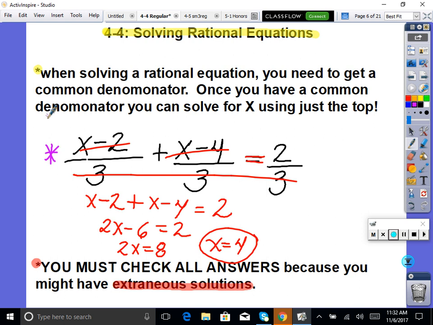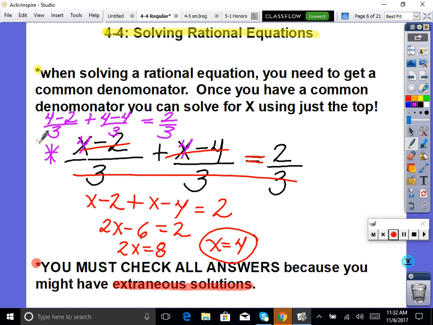So let's do that. So we have 4 minus 2. Do you see why I put a 4 minus 2, everybody? Divided by 3 plus 4 minus 4, putting in my 4, over 3. Does that equal 2 over 3? This better be a true statement or else we have to throw out that answer.